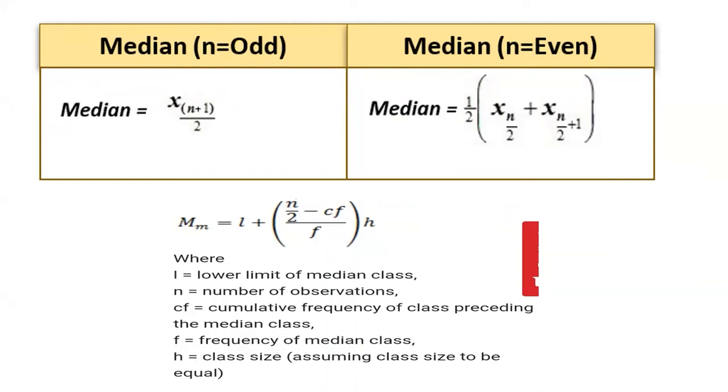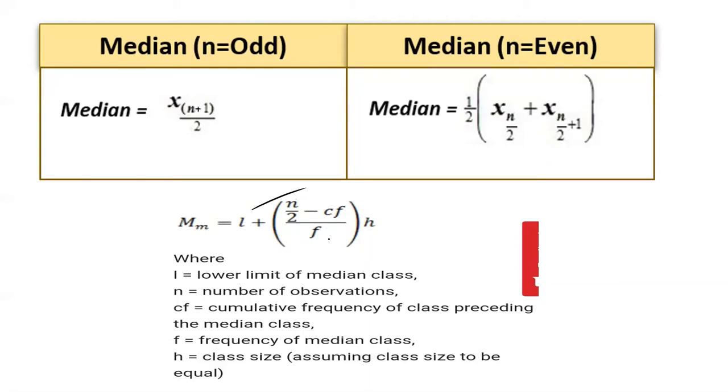Now, when there is a group frequency table, a class interval type table, how can the median be computed? Here we will use this formula: L1 plus, in the whole bracket, n by 2 minus CF.